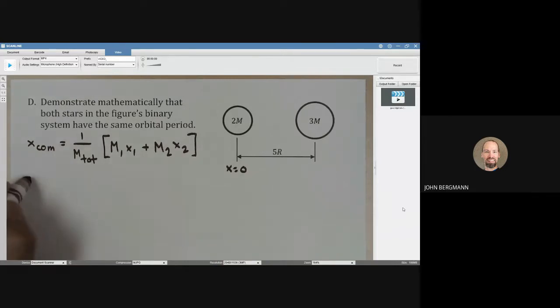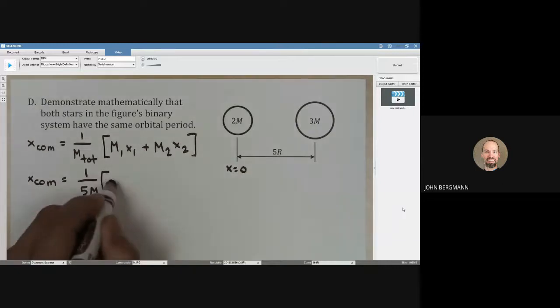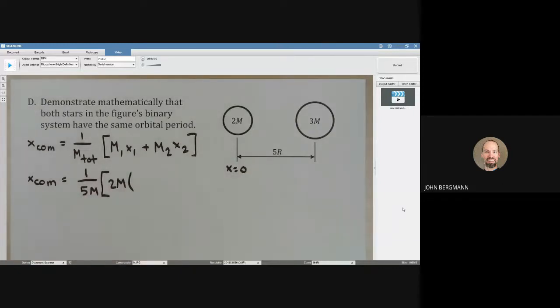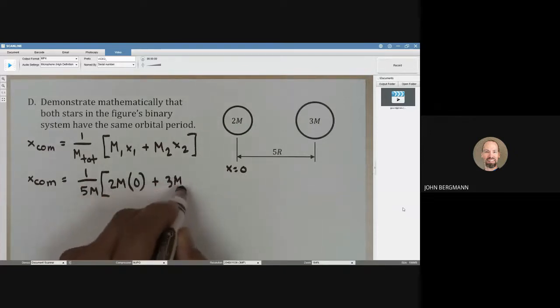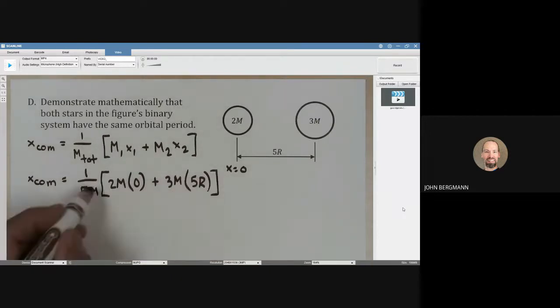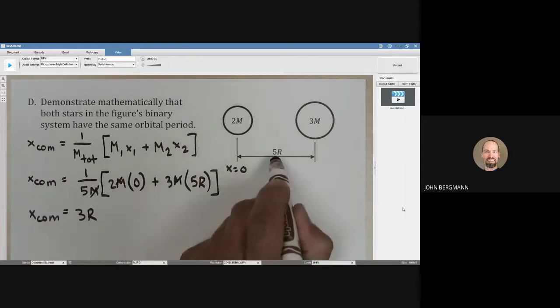So if we do this, the x center of mass is going to be 1 over the total mass. So that's going to be 1 over 5m. And then we're going to go the first mass, which is 2m. What's its x-coordinate? 0. Plus the other mass, which is 3m, times what's its x-coordinate? 5r. The m's all cancel. I'm seeing 15 divided by 5, which is 3. 3r. That's where the center of mass of this system would be.